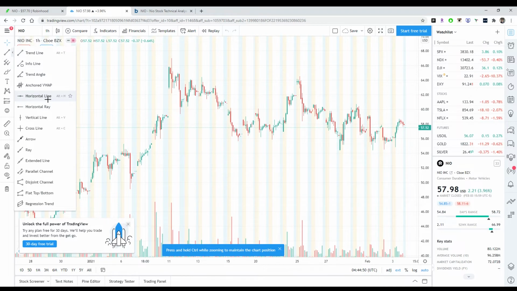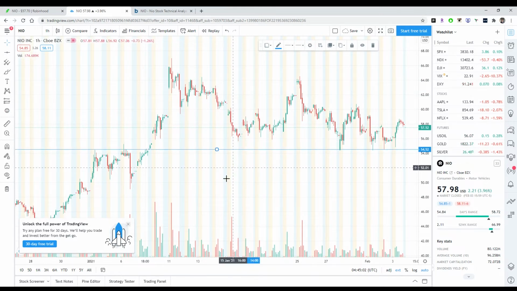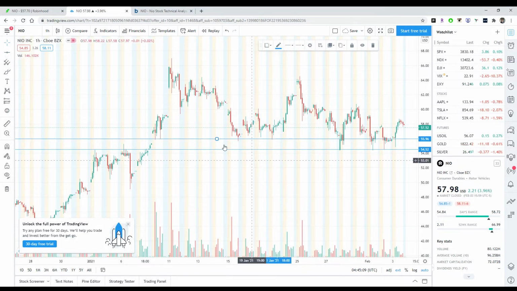So the first part I saw was I did this on Monday morning, so I saw support right here as one level. I also saw another support line right here. As you can see, it hits here, bounces, comes back down, bounces, comes back down, and bounces again. So I saw this as a level of support, and then this right here, I saw it as another level of support.